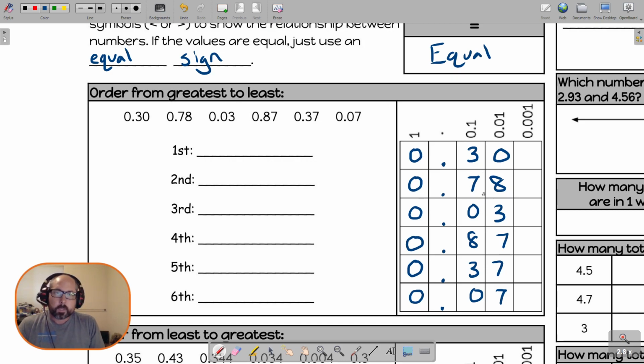All right, so they said, just like any number, I start with the largest place value. There's nothing in the ones place of any of these numbers, so that's not going to help me. So I'm going to go to the next place value spot, which would be the tenths place. And they said from greatest to least, so I'm going to find the greatest number based on the tenths place. That would be this 8.